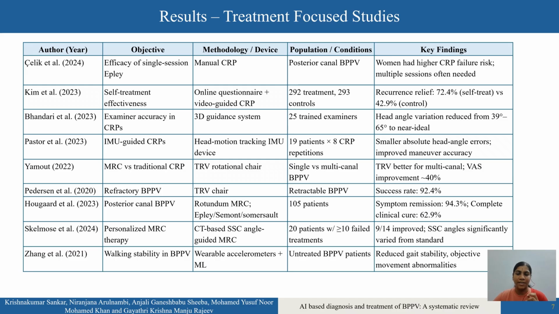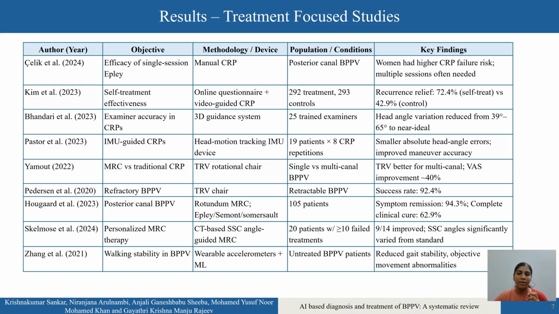More recent studies focused on wearable sensor-based solutions using IMUs, that is inertial measurement units, and 3D head tracking tools. These systems provide real-time guidance ensuring that head angles are accurate during each step of the CRP. They help reduce clinician variability and are particularly promising for remote or home-based care. AI-driven video guidance systems are also emerging, allowing the patient's maneuver to be corrected in real time using smartphone cameras. These tools enhance clinical precision while potentially supporting telemedicine-based follow-up.